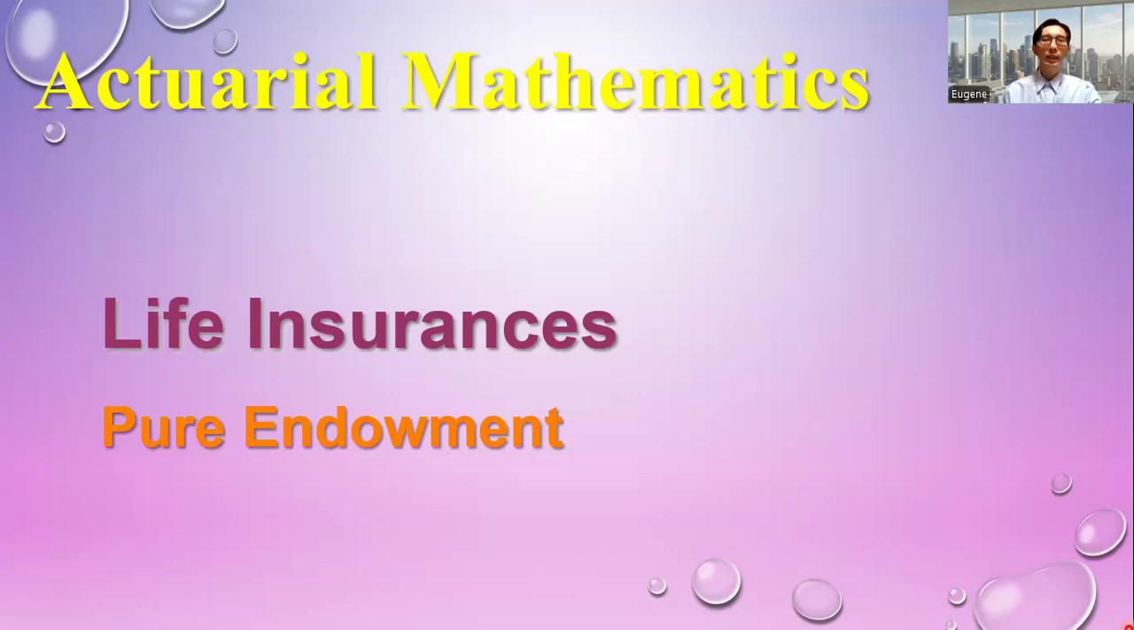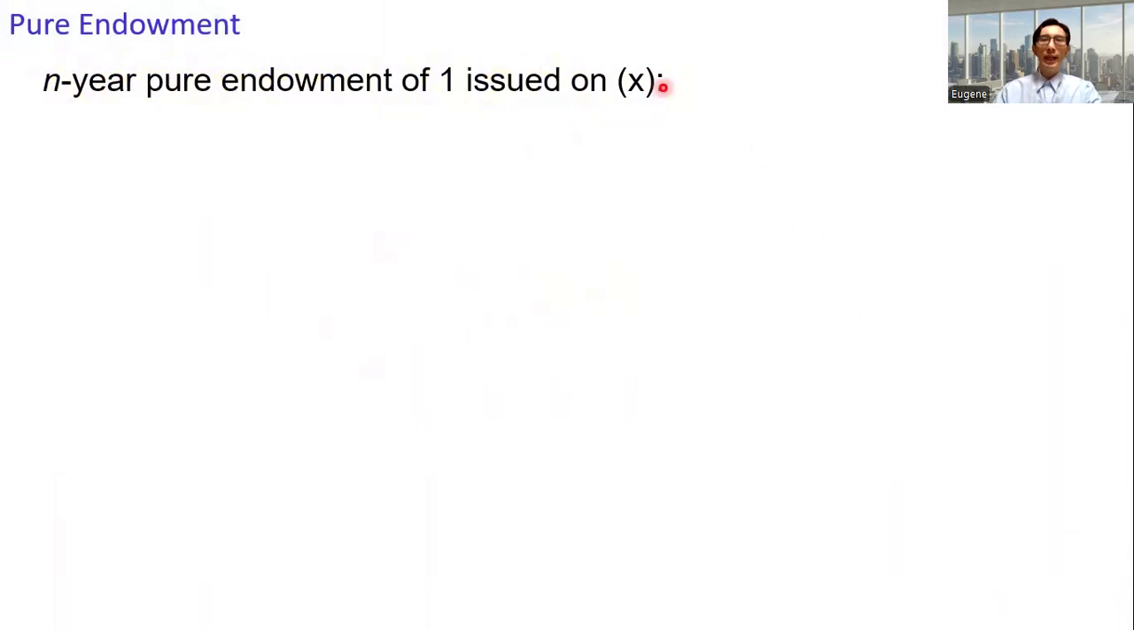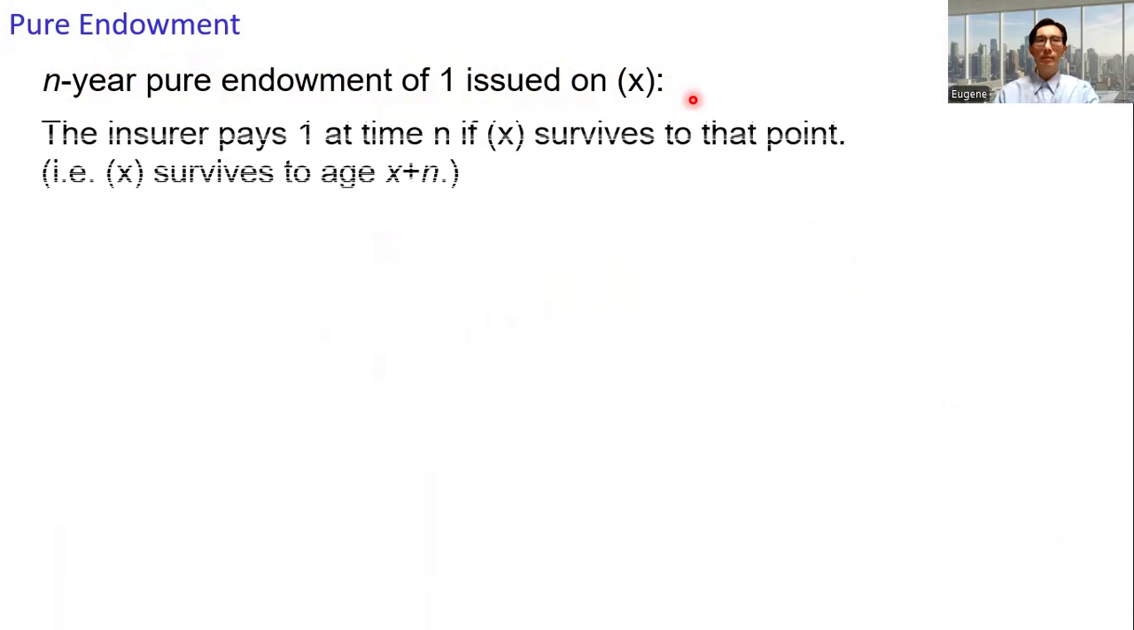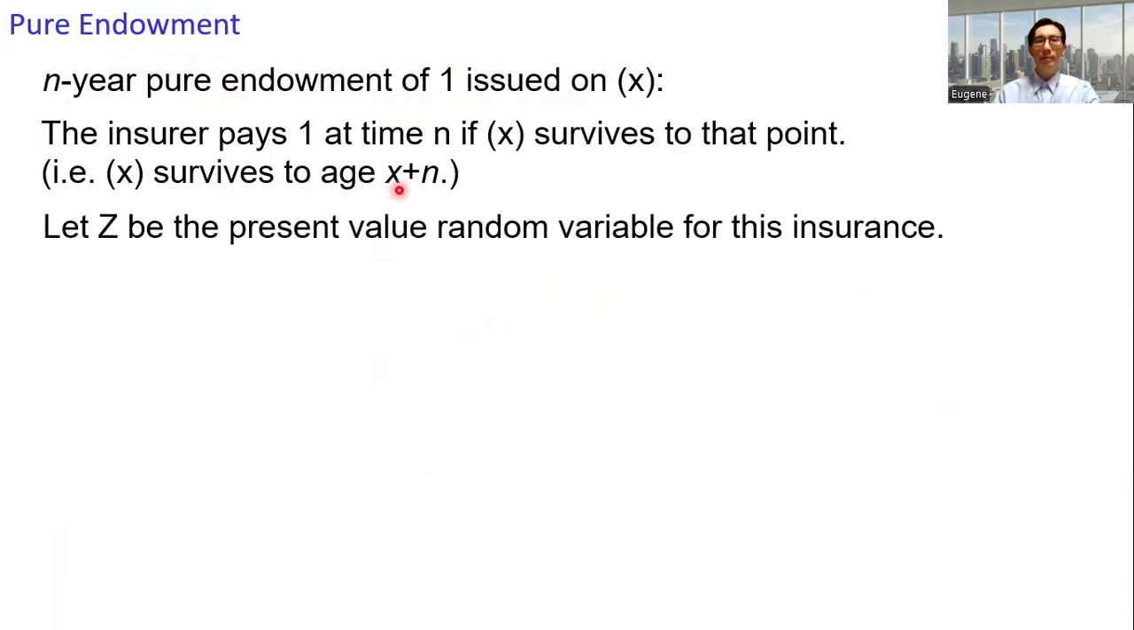Hello everyone. In this video, we will cover pure endowment. Consider an n-year pure endowment of 1 issued to an individual at age x. For pure endowment, the insurer pays 1 at time n if the individual survives to that point. That is, an individual at age x survives to age x plus n.